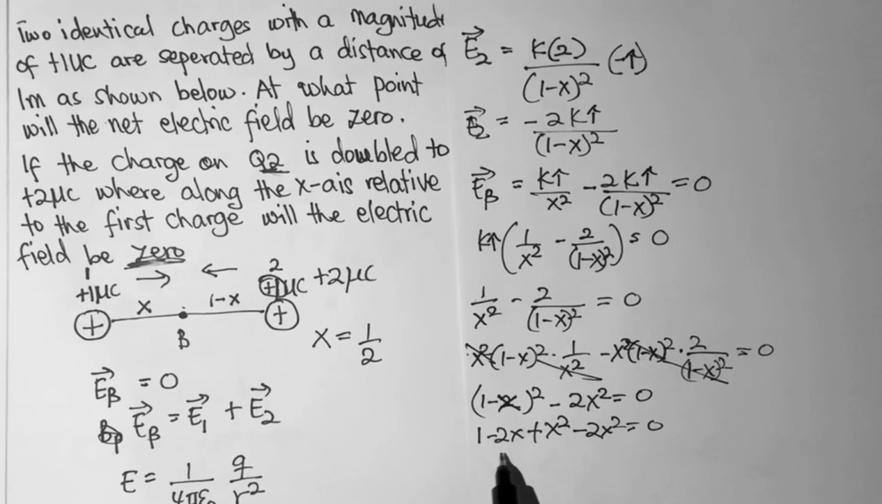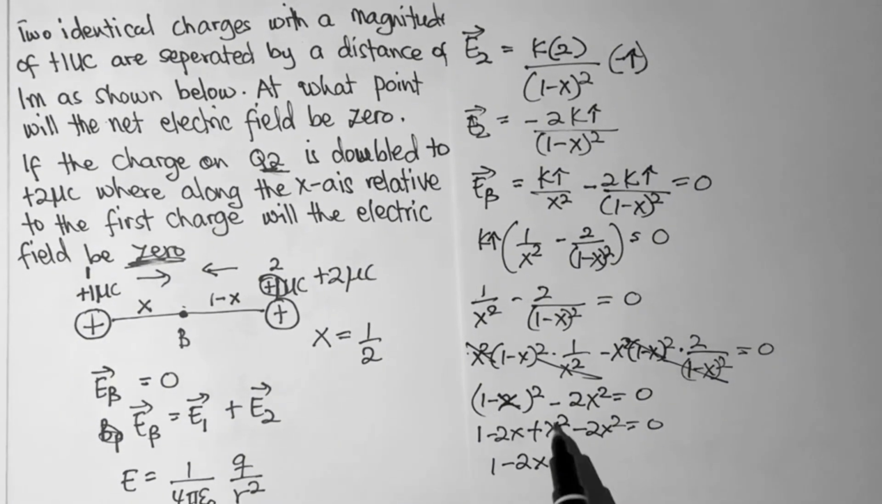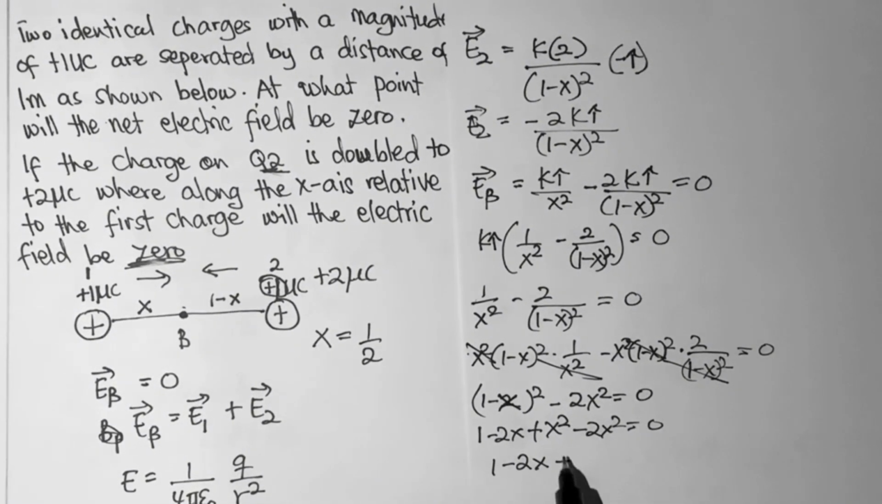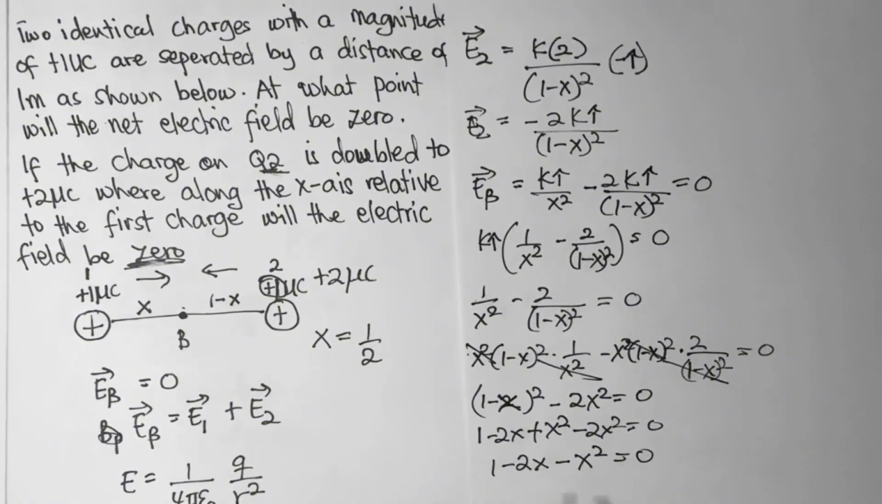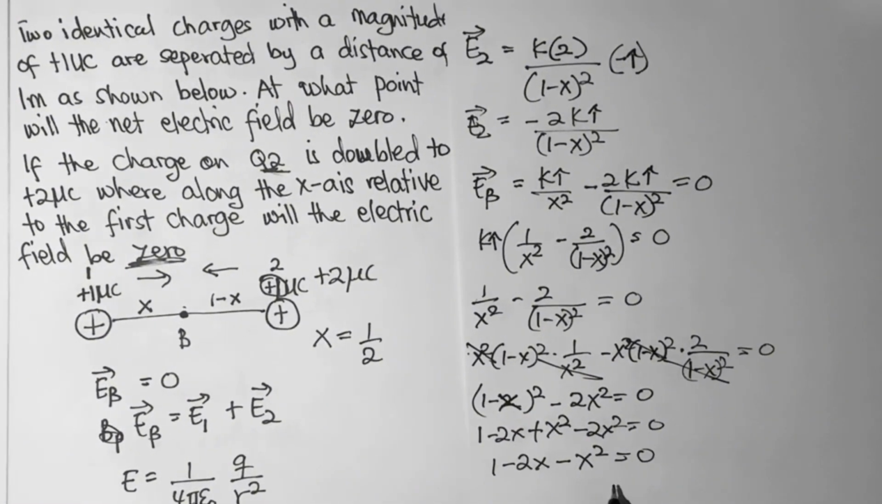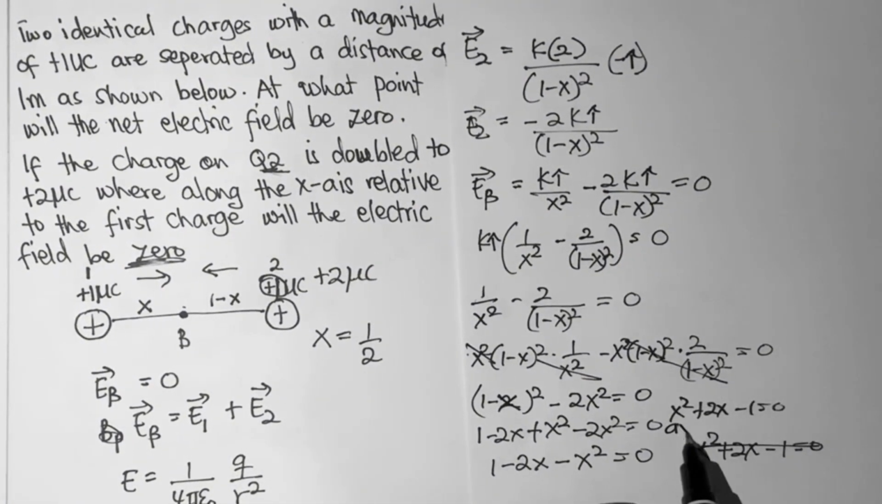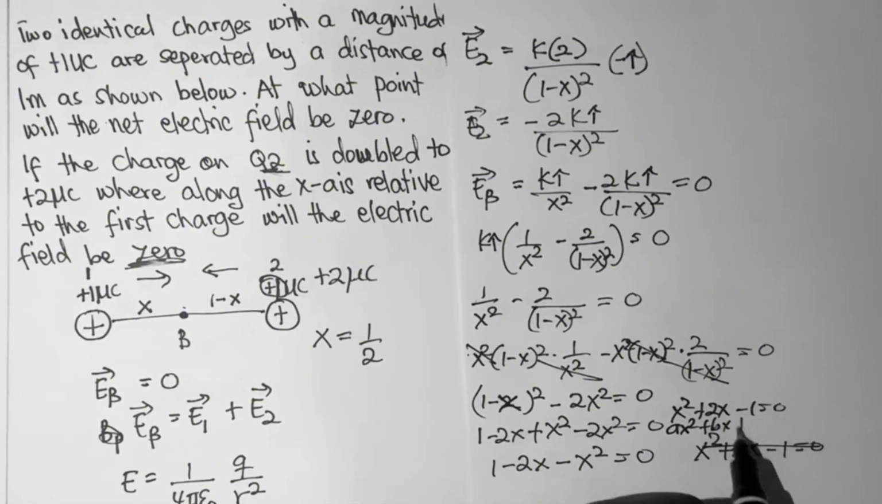So let's rearrange. We now have 1 minus 2x. Then this one, x squared minus 2x squared, is minus x squared, equals 0. So in this case, to be able to find x, we need to use the quadratic equation. You can see that if we rearrange these equations of the form x squared, then plus 2x minus 1 is equal to 0. So you see that this is of the form ax squared plus bx plus c equals 0.